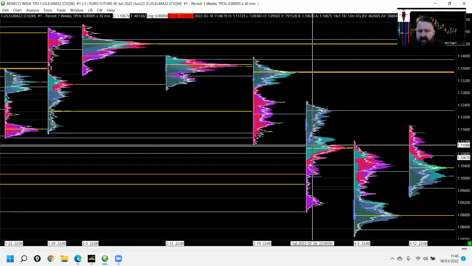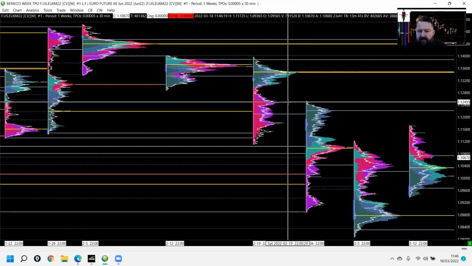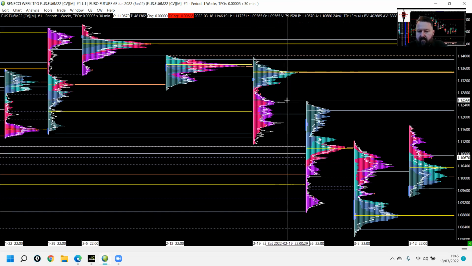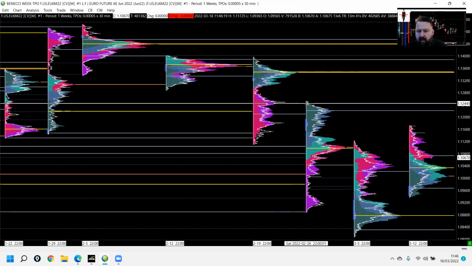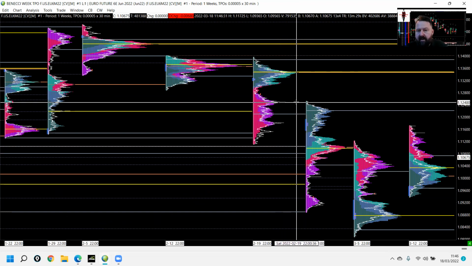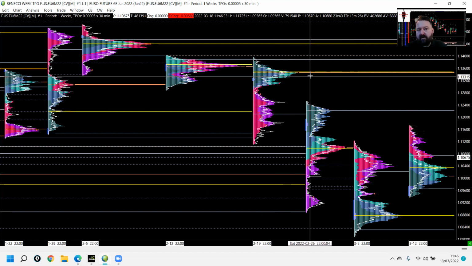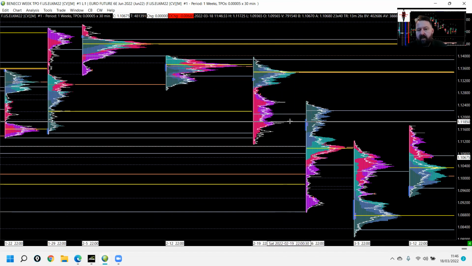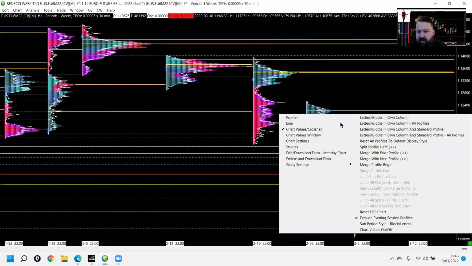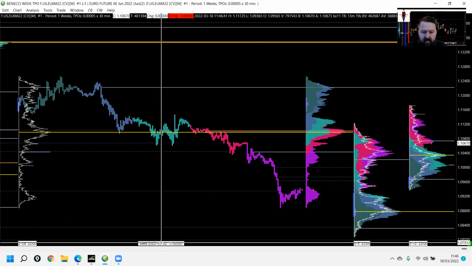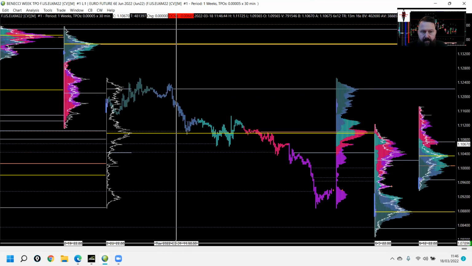So previous week, got a high volume node there, high volume node here. See that on the volume profile, the histogram, and we found the high of the week there. So you're beginning to see, aren't you, straight away, how these high volume nodes can be quite significant in identifying trading opportunities. So let's just pull this back a bit.